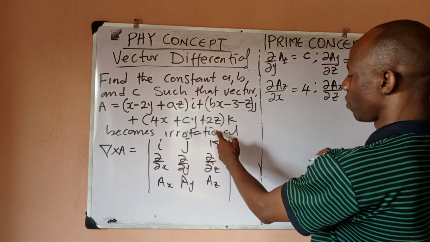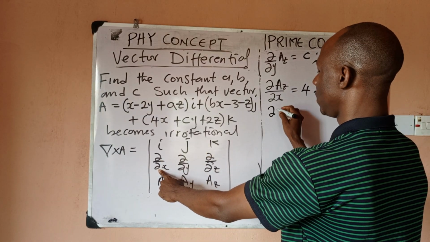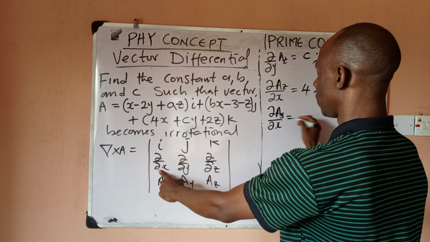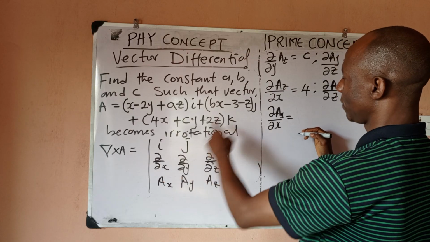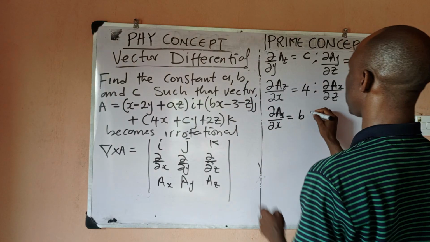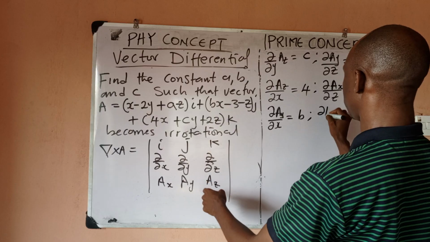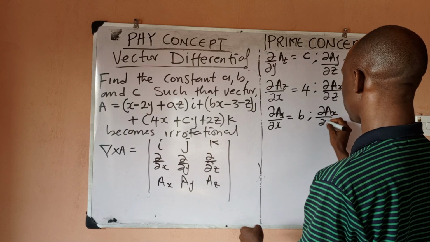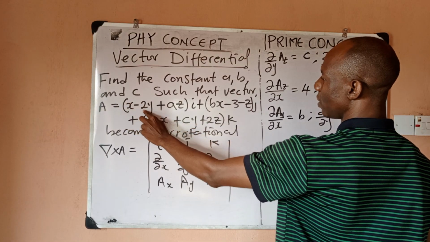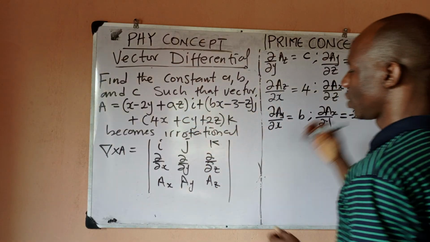Now, finally, I'll go for k. If I cover this, I'll have the derivative of Ay with respect to x. Ay is this part. With respect to x, this would give me b. This would be 0, this would be 0. Then I'll do the derivative of Ax with respect to y. So what is my Ax? This is Ax. With respect to y, this is 0. This is minus 2. This part is 0. So this is what I have.